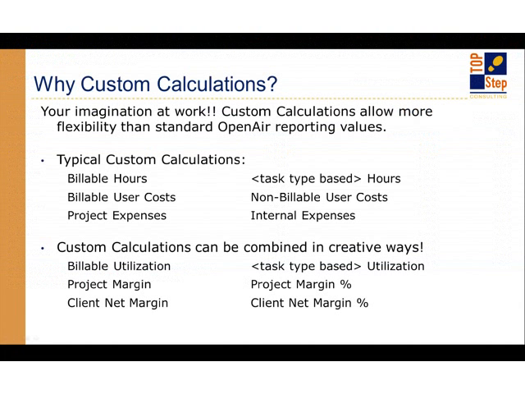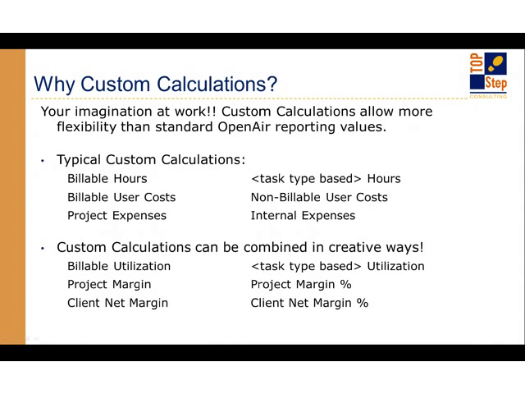So you might be asking, why would we use these again? I get it. I see there's some functionality here, but what are some common uses for it? It creates a ton of flexibility relative to the standard OpenAir reporting, and gives you a lot of different values you can put on reports. So here are some typical ones. We showed you billable hours, also billable user costs. Project expenses. So if you want to group expenses together by different expense types or categories or such.